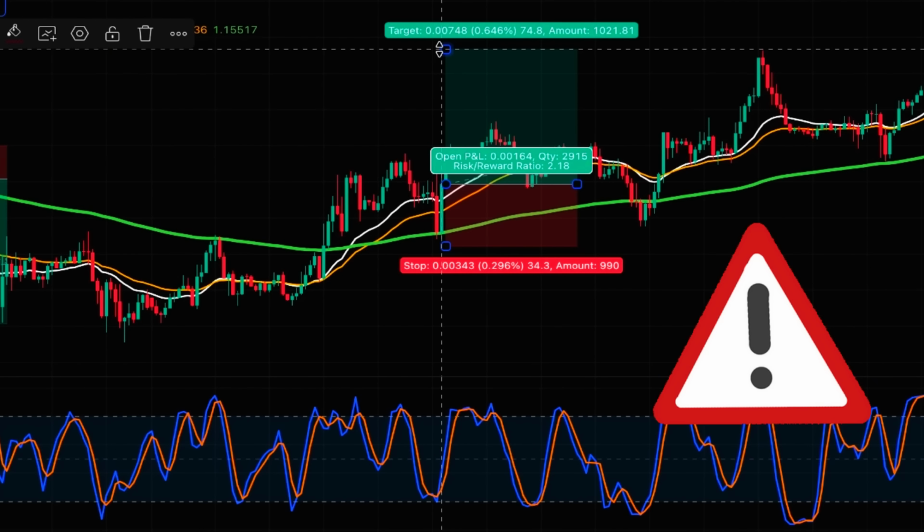Please pay attention that although this trading strategy is very accurate, it doesn't mean that it gives you 100% guaranteed signals. No, this is not possible in reality, and there is no trading strategy with a 100% win rate. Losing positions are always part of the game, and you need to manage your risk properly.